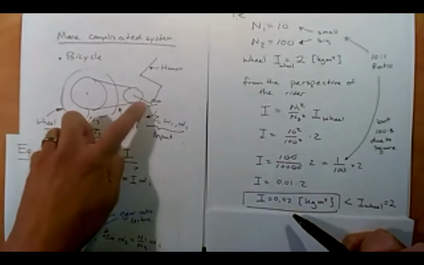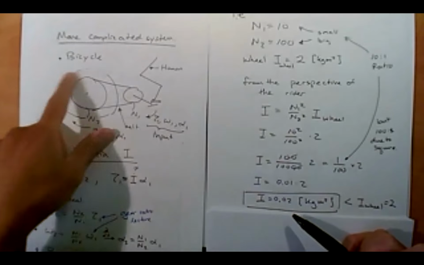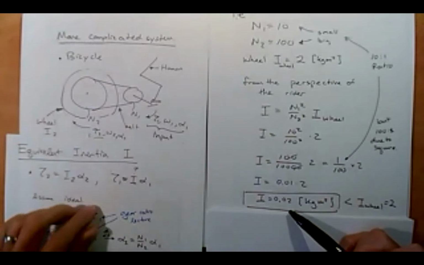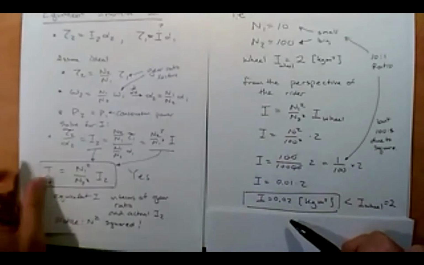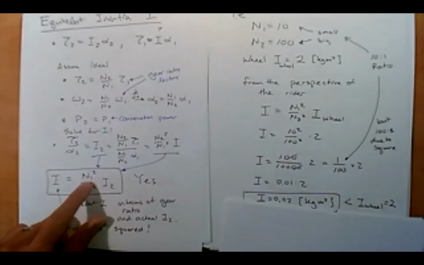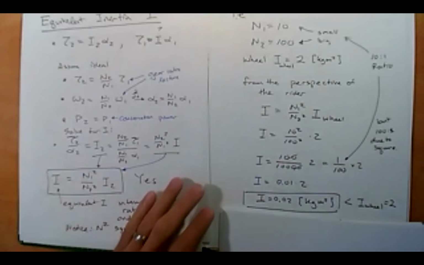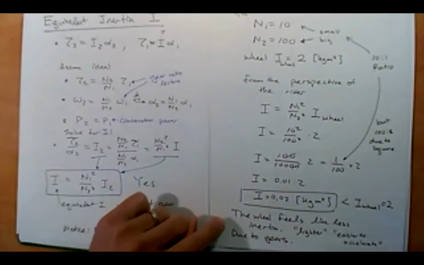And that should make sense. This gear ratio is helping the rider, right? It's making this inertia feel easier, all right? So that's what this is doing. And it's not just the N1 over N2, it's the N1 squared over N2 squared. So the wheel feels a lot lighter. And what does that mean? Easier to accelerate, right? Due to the gears.